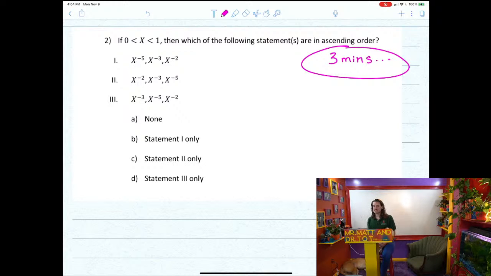If 0 is less than x is less than 1, then which of the following statements are in ascending order? Statement 1, x to the negative fifth power, x to the negative third power, x to the negative second power. Statement 2 is x to the negative second power, x to the negative third power, x to the negative fifth power. Statement 3 is x to the negative third power, x to the negative fifth power, x to the negative second power. Answer selection A is none, B is statement 1 only, C is statement 2 only, and D is statement 3 only. I'll reset the time, and you have 3 minutes.